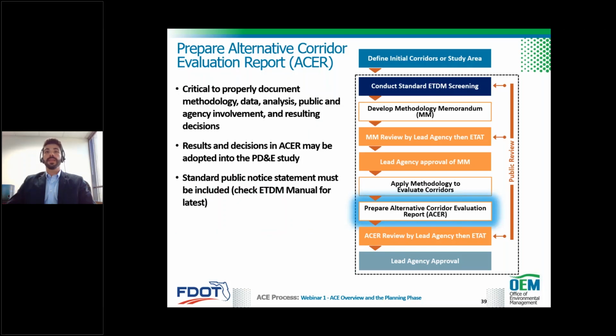Since the results and decisions from the ACER may be adopted into the PD&E phase, documentation is critical. I know I'm sounding kind of like a broken record here, but it is critical. So, what you analyzed, how you analyzed, what corridors were eliminated and why, what corridors are moving forward. Are there any unresolved project issues with the stakeholders, agencies, the public, and how will those unresolved issues be addressed in future phases?